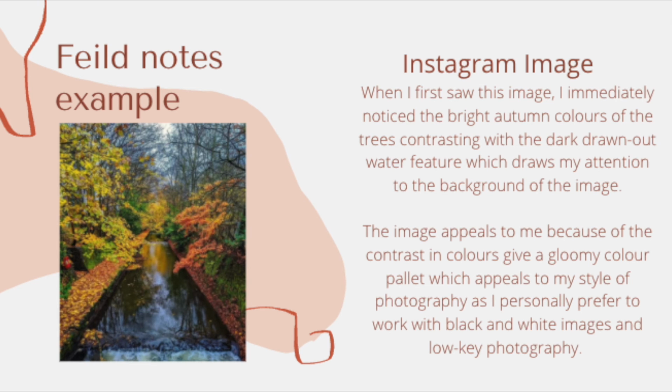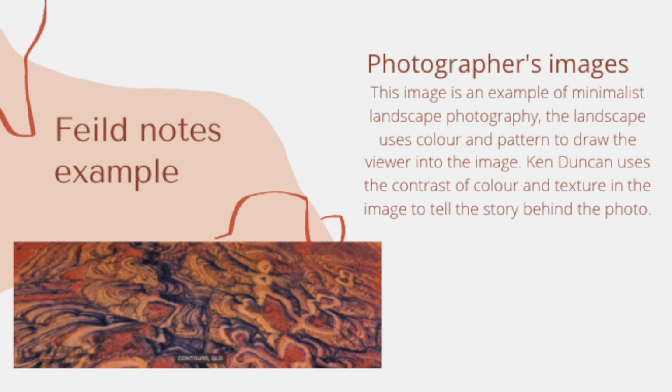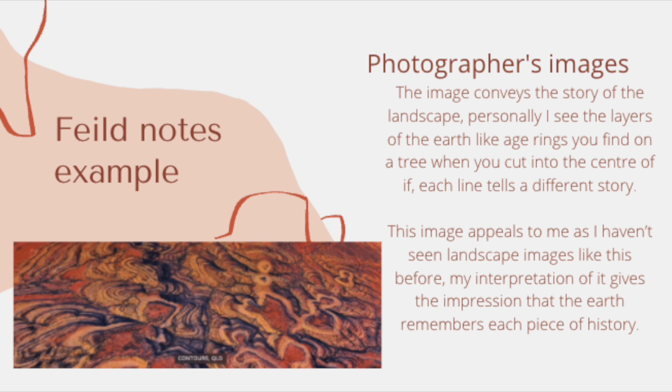of photography. Professional image. This image is an example of minimalistic landscape photography. The landscape uses colour and pattern to draw the viewer into the image. Ken Duncan uses the contrast of colour and texture in the image to tell the story behind the photo. The image conveys the story of the landscape.